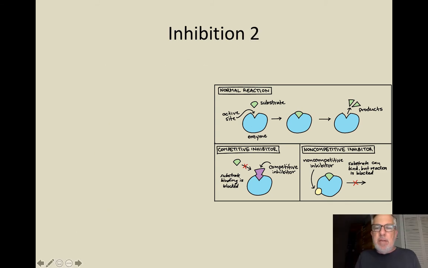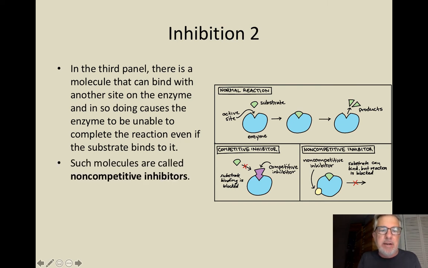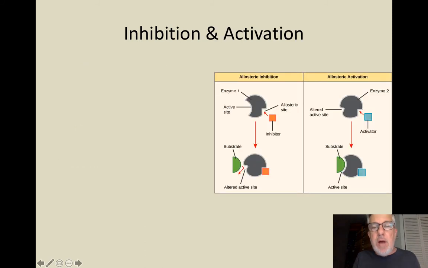A second way that cells can bring about inhibition is shown in the third panel. The cell can release a molecule that can bind with the enzyme, and in so doing causes the enzyme to be unable to complete the reaction even though the substrate is still binding to it. Such molecules are called non-competitive inhibitors, and cells can release these molecules to reduce or halt the rate of the reaction. There are two other ways that cells can inhibit or activate their enzymes.